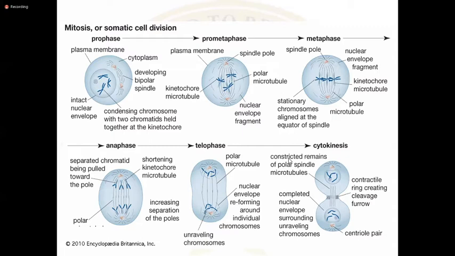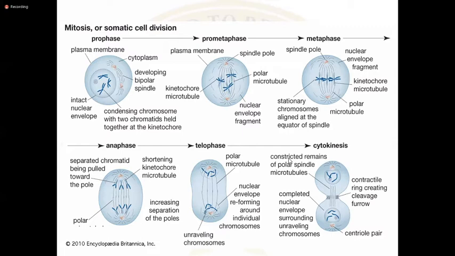Now what happens in the cytoplasm at this stage? We see that the centrioles start moving apart. The two centrioles which are seen here start moving apart and initial formation of the spindles starts here. Spindle formation just starts appearing.